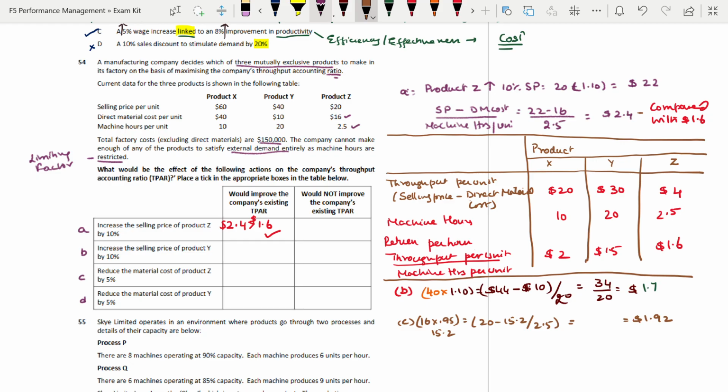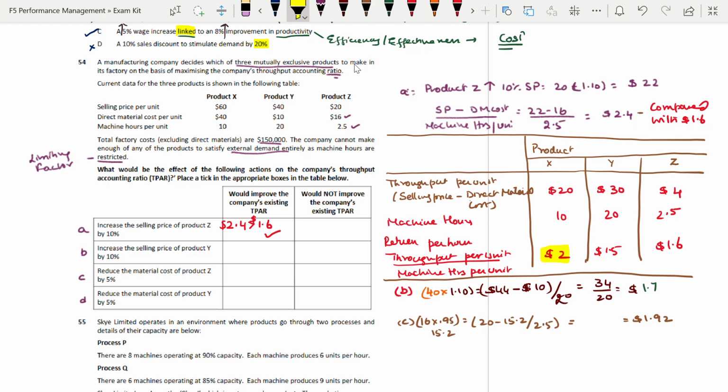The question asks about the company's true profit. Okay, fine. See, is it right? Current existing rate, how much is it? They are comparing with the existing throughput. How much is there? 2. Okay, they are comparing with 2.